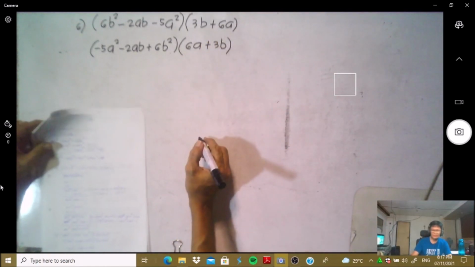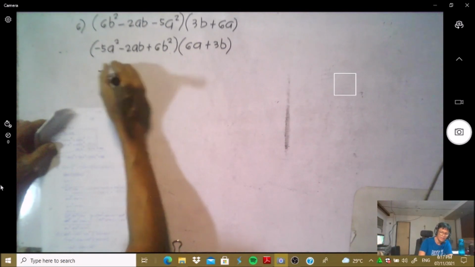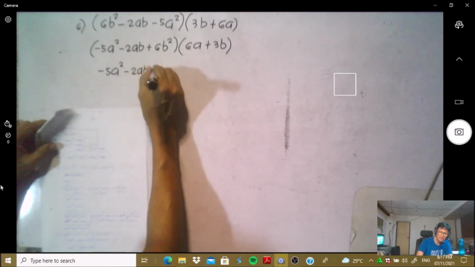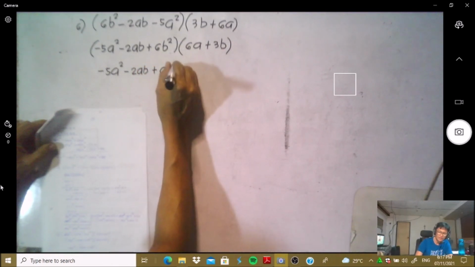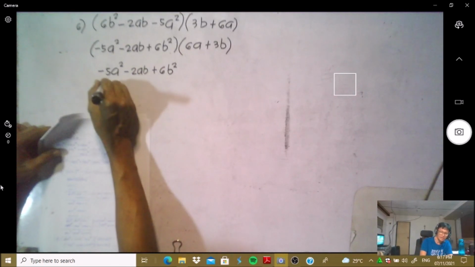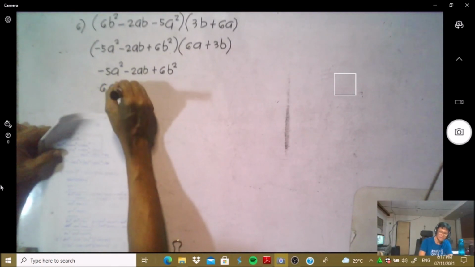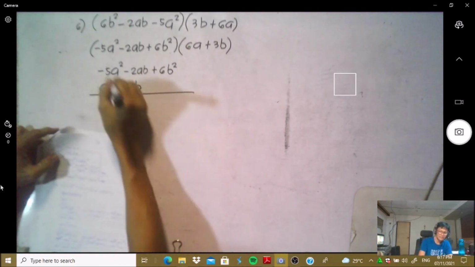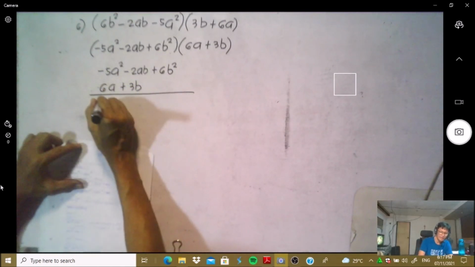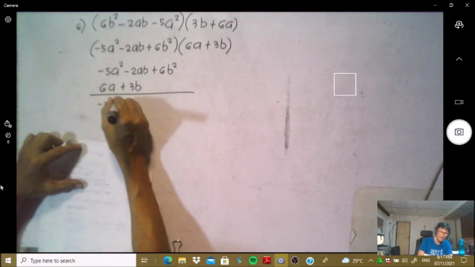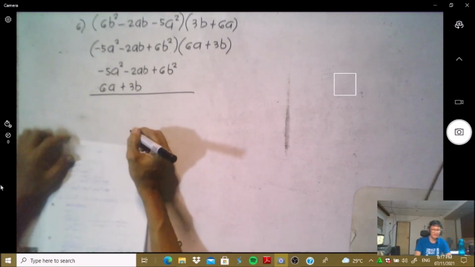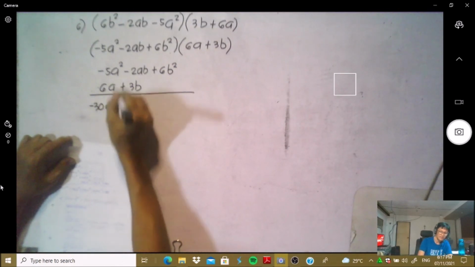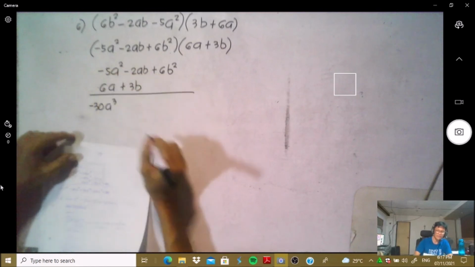Okay, so let's now proceed with multiplication. Negative 5a squared minus 2ab plus 6b squared. Then multiply it with 6a plus 3b. Then we have 6a times negative 5, so we have negative 30a cubed. Okay, let's write here: negative 30a cubed.